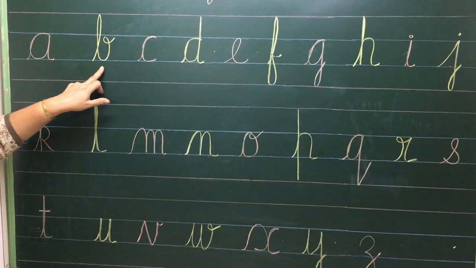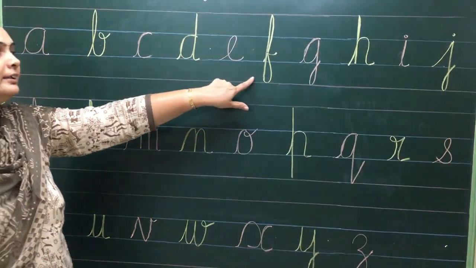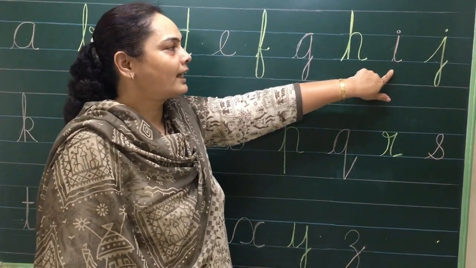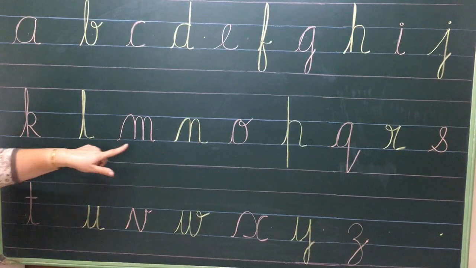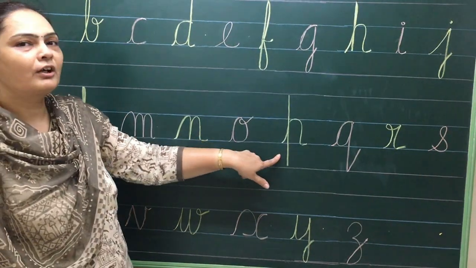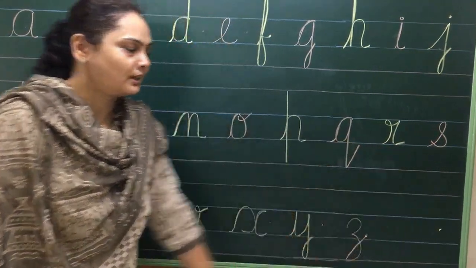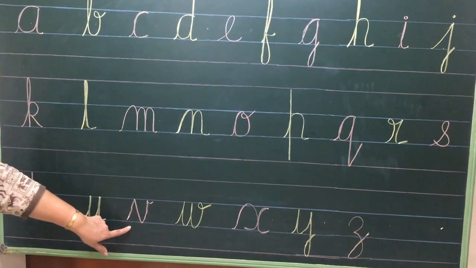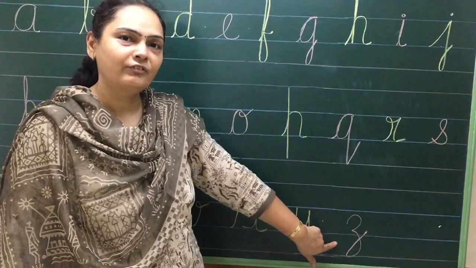A for apple, B for ball, C for cat, D for dog, E for elephant, F for fish, G for grapes, H for house, I for ice cream, J for joker, K for kite, L for lion, M for monkey, N for nose, O for orange, P for parrot, Q for quill, R for rabbit, S for sun, T for telephone, U for umbrella, V for van, W for watch, X for Xmas tree, Y for yak, and Z for zebra.